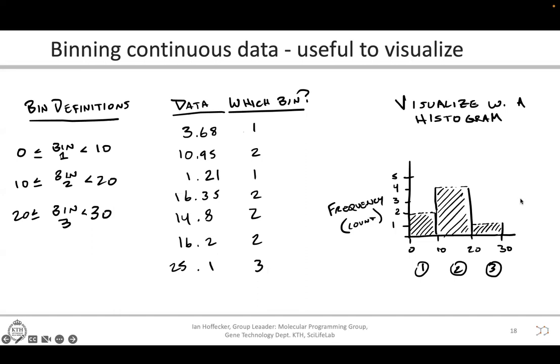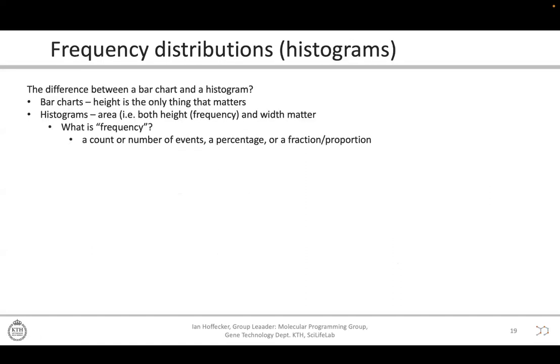And so this gives you a very quick way to visualize how this data was distributed throughout the range of possibilities. So how are histograms, or frequency distribution visualizations, as they could be called, different from bar charts? They look very similar.